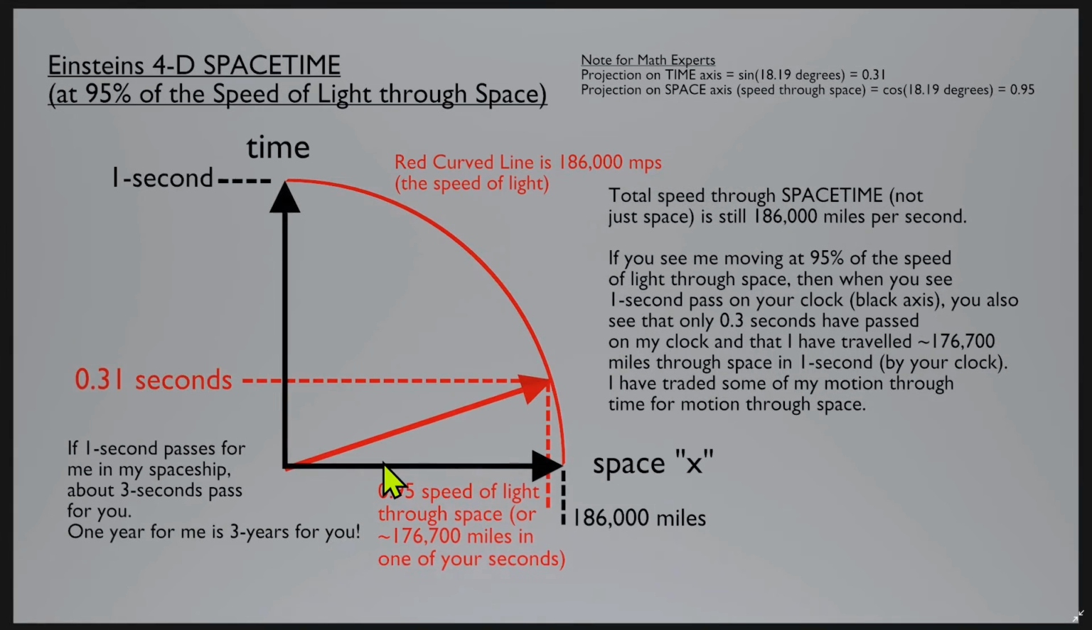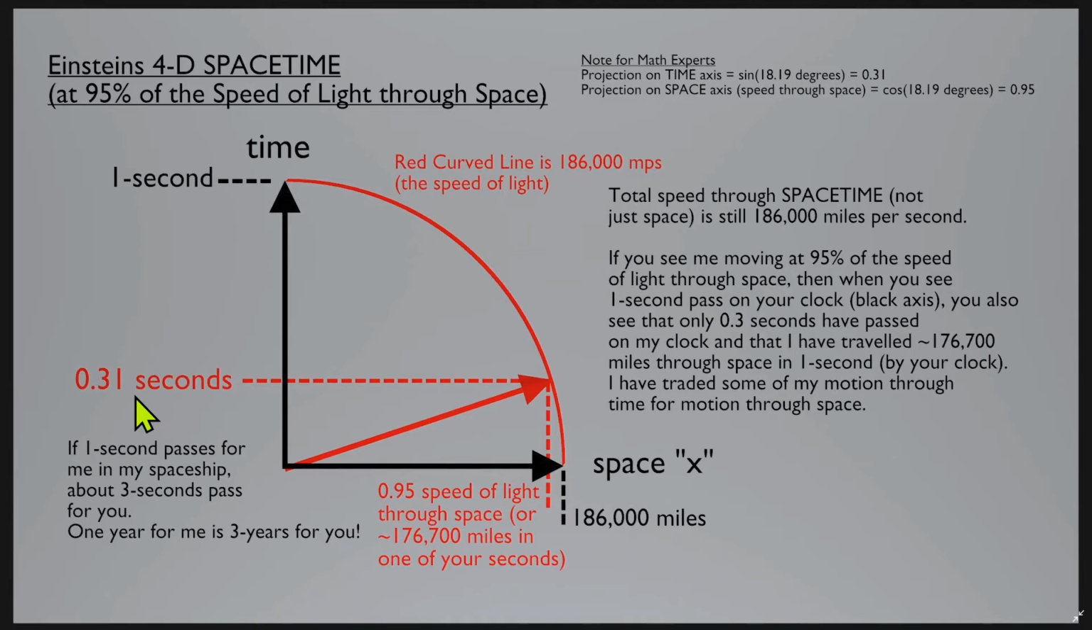Here's 95% the speed of light through space. So here, I am now going at 95% the speed of light through space. Still at the speed of light through space-time. But through just space, I am now going 95% the speed of light. Now you look at your watch. You're sitting back at the table looking at me in my spaceship. And you look at your watch and you see 1 second has passed. And then you look at my watch on the spaceship and you say only 0.3 seconds have passed.